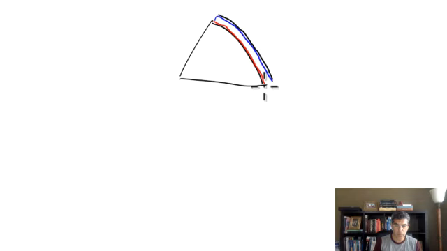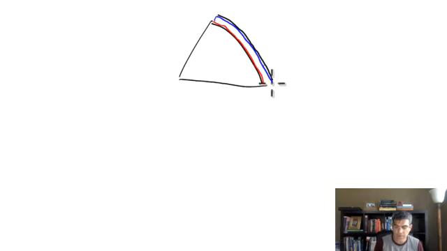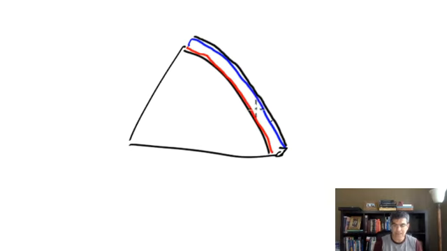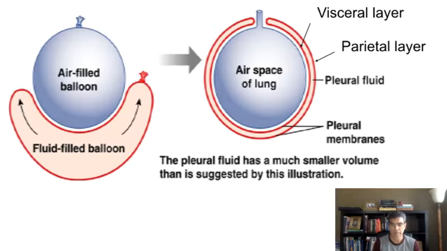So why is this one important? Because as your chest wall moves, your parietal layer is going to move, because parietal is stuck to the chest wall. As your chest wall expands, your parietal is going to expand, and as a result, this space here is going to expand. That's very important for us to remember. So visceral layer is stuck to the lung, parietal layer is stuck to the chest wall.